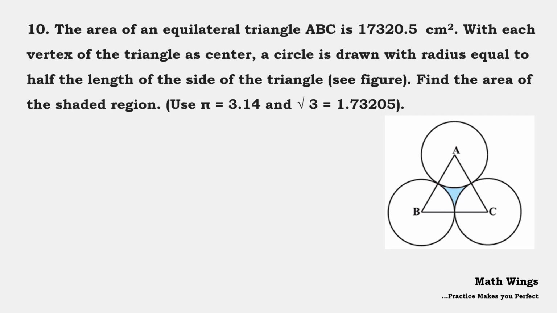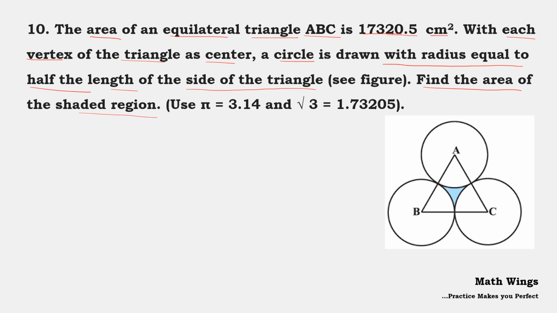Here is the 10th question. The area of an equilateral triangle ABC is 17,320.5 centimeter square. With each vertex of the triangle as center, a circle is drawn with a radius equal to half the length of the side of the triangle. Find the area of the shaded region.